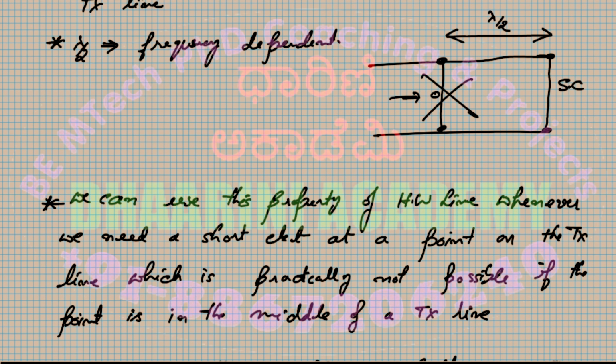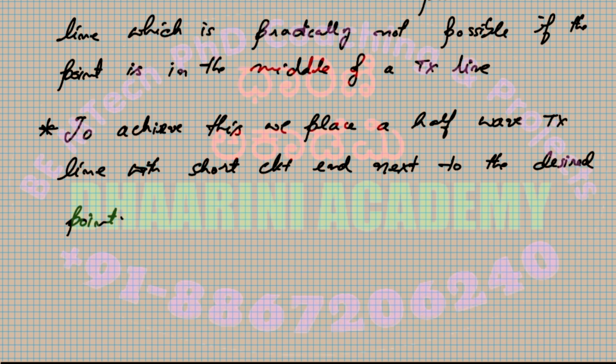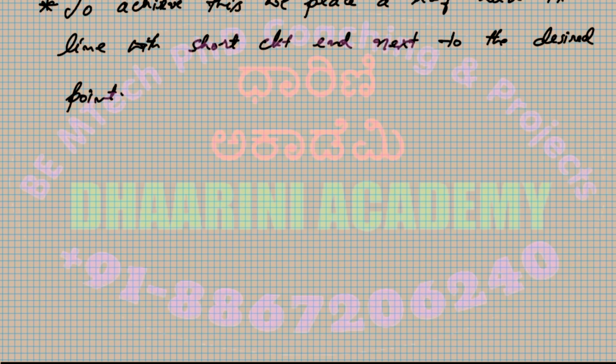Place the short circuit, right? Lambda by 2 distance away from that. In the sense, I am placing a lambda by 2 line over there. Now, we also have a lot of applications which can be applied to convert a given transmission line into an application.